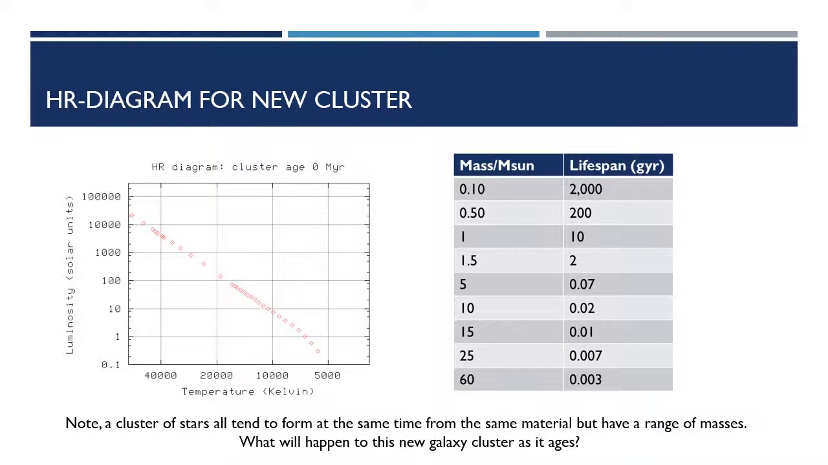And here's an interesting thing. Whenever you have a new cluster forming, you'll have a perfect example. An HR diagram would look something like this. If you were able to measure a cluster that just formed, you would have a wide array of different stars. Some would be bigger, some would be smaller, but they would all be forming at the same time and in hydrostatic equilibrium. And so you get a diagram that would look something like this.